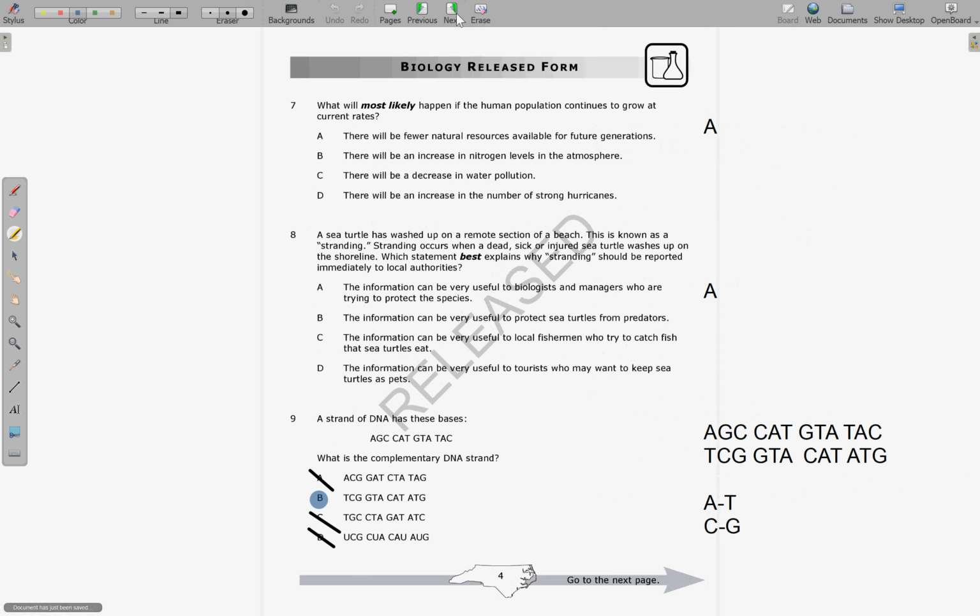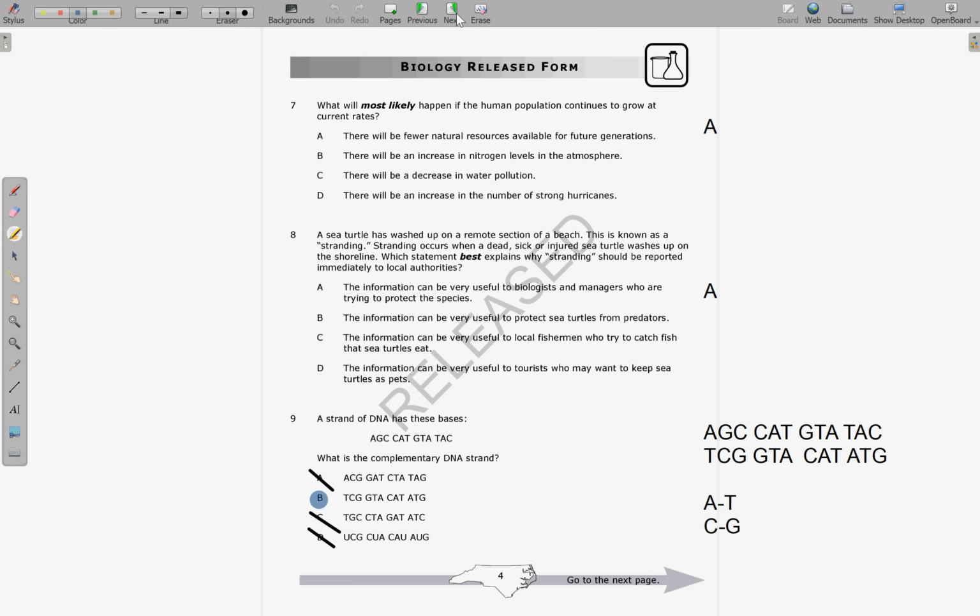Let's see here. Human population growth since the Industrial Revolution has been exponential. When I was in high school, there were like 4 billion people on Earth, and we're getting ready to reach 8 billion now. And that's just been years ago. All right, number 8. You would report stranding because biologists can learn from that stranding. They can learn why the animal stranded itself, so forth and so on.